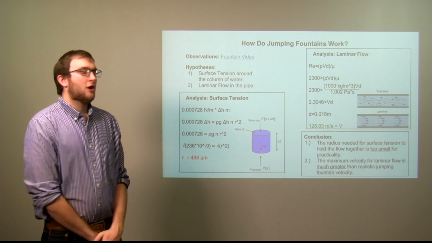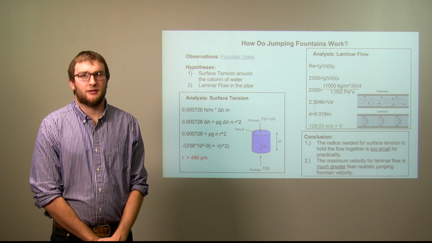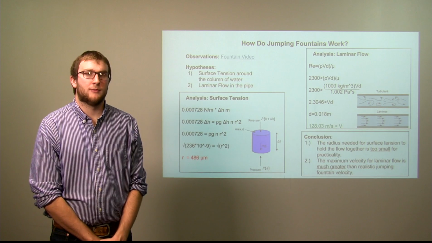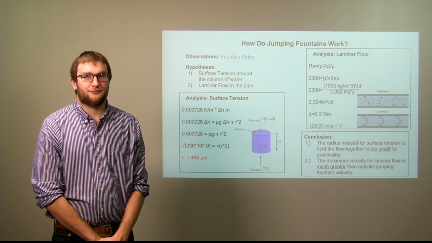Upon performing this calculation, we found that the radius has to be equal to or less than 486 micrometers to allow surface tension to perform the job we want it to. This number is much too small for a practical jumping fountain.